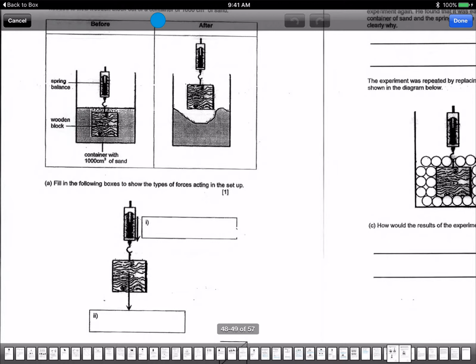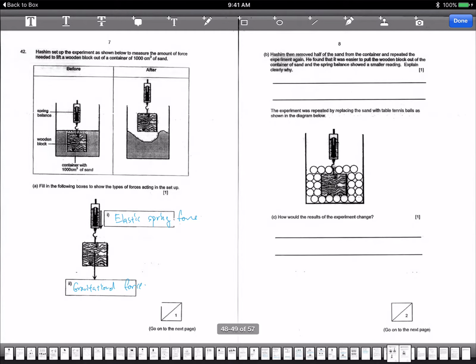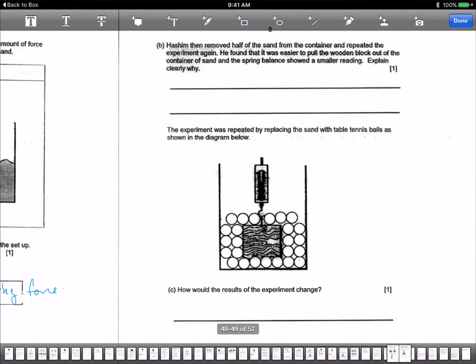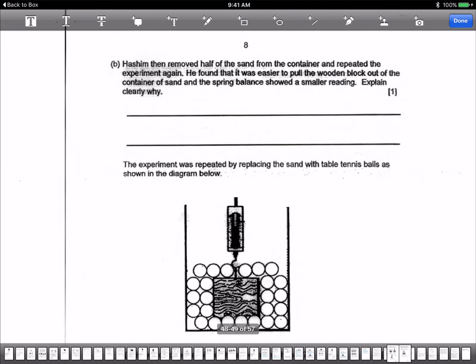For one, yeah, one. Elastic. Yeah, very good. Elastic spring. And gravitational force. Yeah, gravitational. Gravitational force, right? Next. So that's easy, yeah? How about B? Let's see, Sean, come.